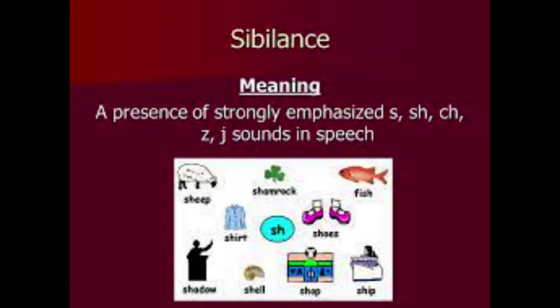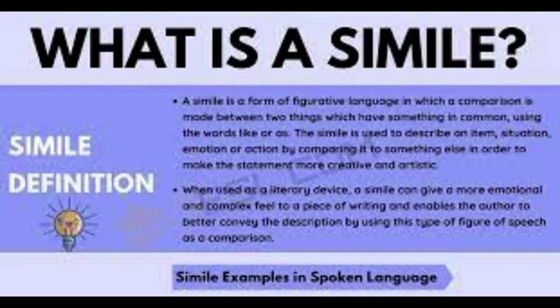Sibilance. A sibilance is the repetition of soft consonant sounds, such as s sounds. This is often used to create a sinister or sensuous tone or mood. Simile. A simile functions in the same way as metaphors, but rather than identifying the tenor and vehicle, similes tend to make the comparison using like or as, while metaphors tend to use a form of the verb to be.